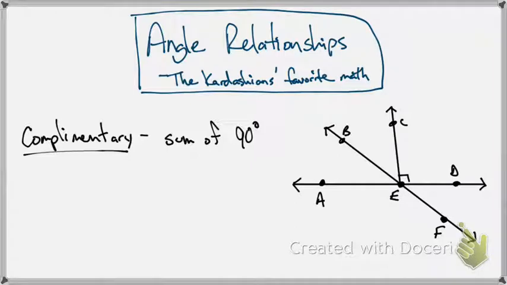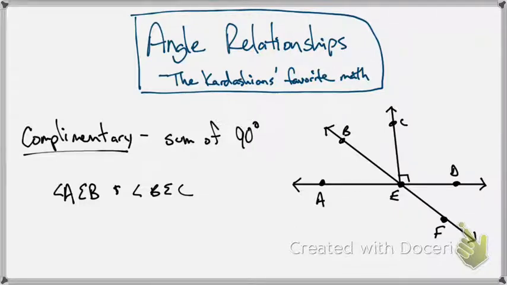Like in our image here, angle AEB and angle BEC are complementary. Do you see how those two together make 90 degrees? They're also adjacent. They share a ray, but they're also complementary because they have a sum of 90. Those are the only complementary angles on... No, I lied. There's another pair of complementary angles, and it's pretty cool.